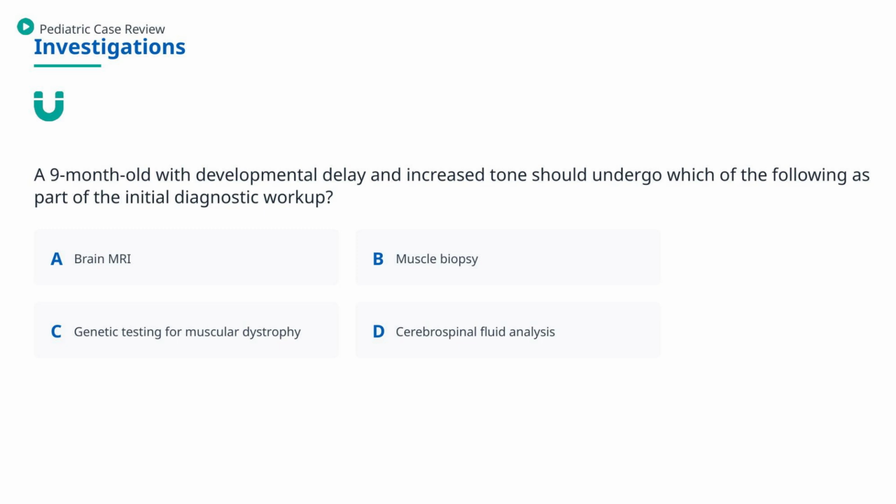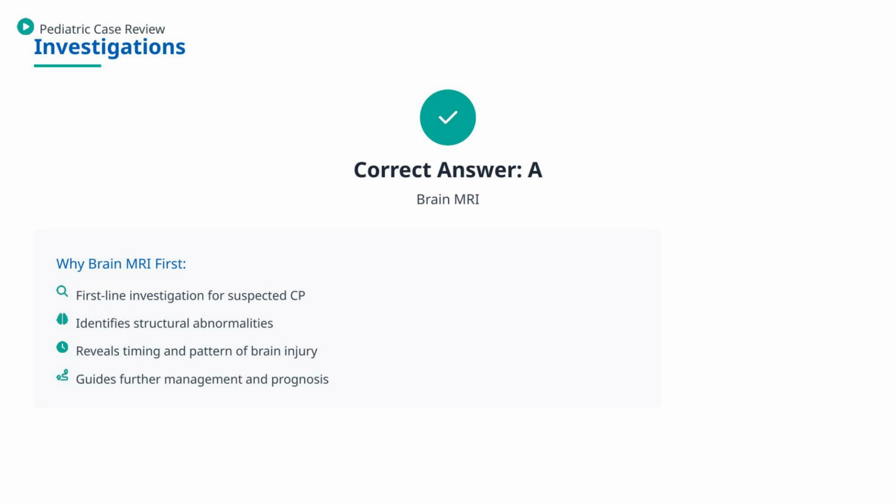A 9-month-old with developmental delay and increased tone should undergo which of the following as part of the initial diagnostic workup? A. Brain MRI. B. Muscle biopsy. C. Genetic testing for muscular dystrophy. D. Cerebrospinal fluid analysis. The correct answer is A.